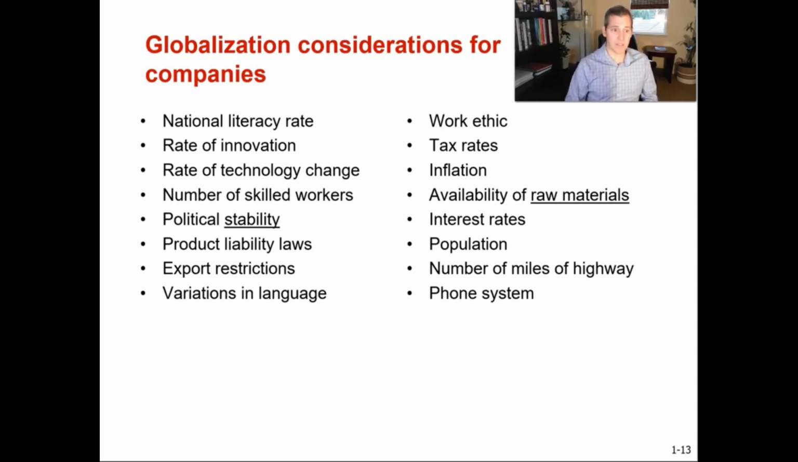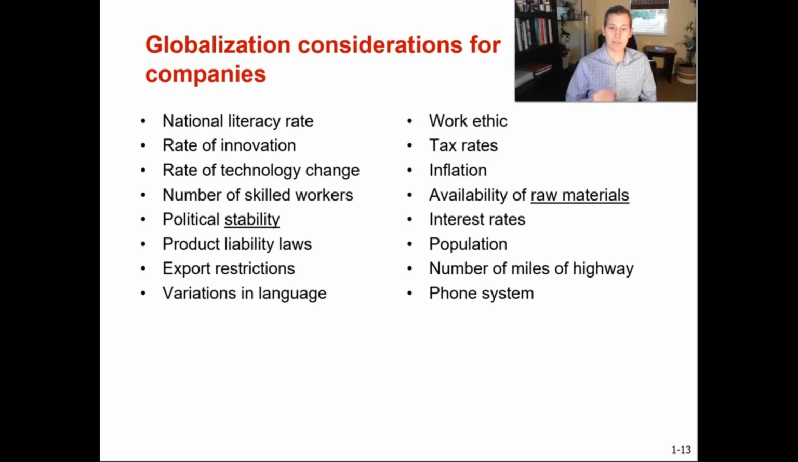This list has a lot of things that you need to think through, whether it's the work ethic or interest rates or even number of miles on the highway. If you're building products that are fragile or very technical in nature, you're not going to want to put them on a truck that's bouncing all over the place on dirt roads, right? You want them to have good paved freeways and things like that.